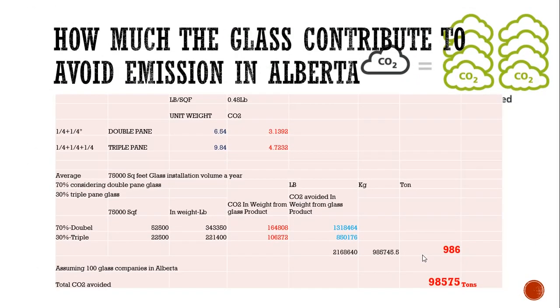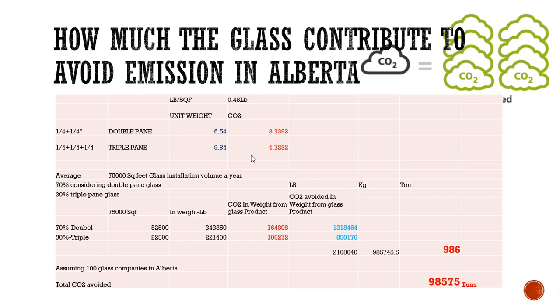So then we can get how much carbon is released. That's how we get it: for double pane glass, we're going to produce 3.14 pounds of carbon. For triple pane glass, we can produce 4.7 pounds of carbon, which we release to the air.